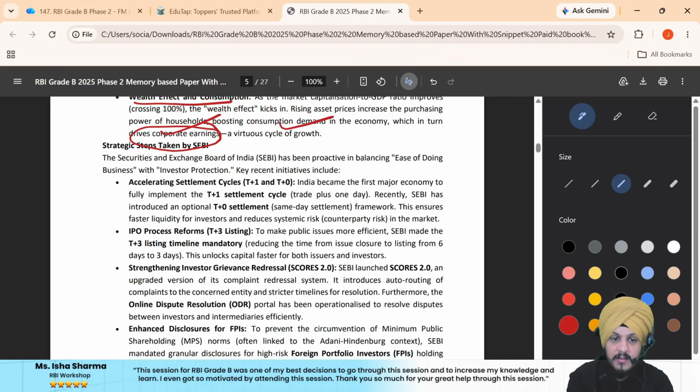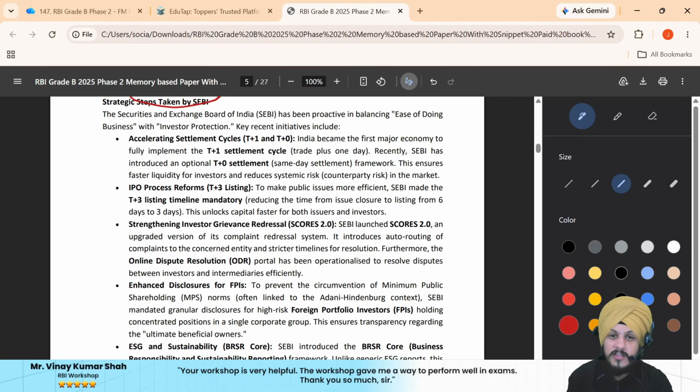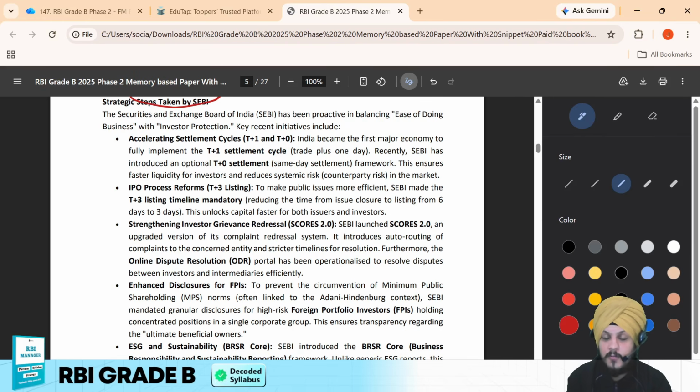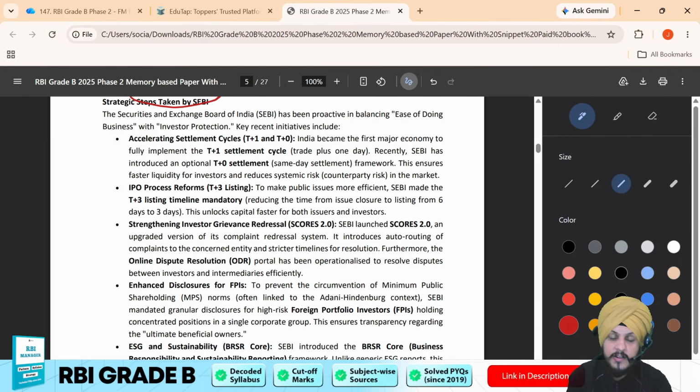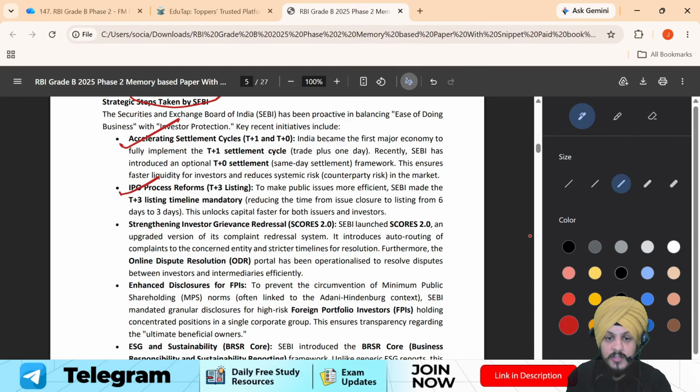Then secondly, in the second part of the body, we can talk about strategic steps that have been taken by SEBI. So you can talk about so many steps, right? All throughout the year, you read different types of notifications released by SEBI. So all those types of current affairs or any news that is related to the capital market, you can write it as a part of it if it is in relation to SEBI. So for example, related to settlement cycles, IPO process reforms that were there in the news, then SCORES 2.0.